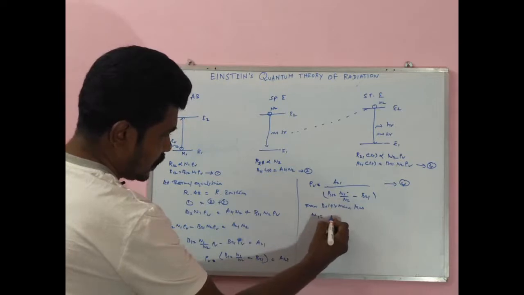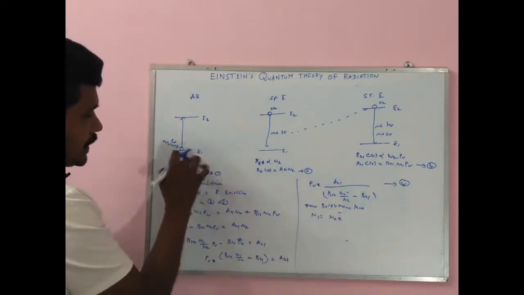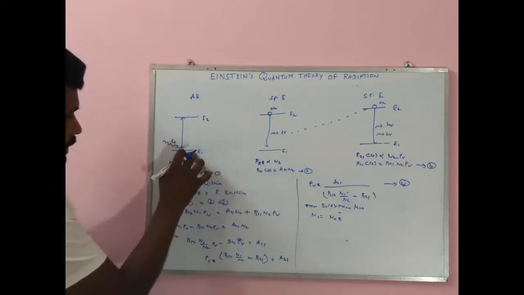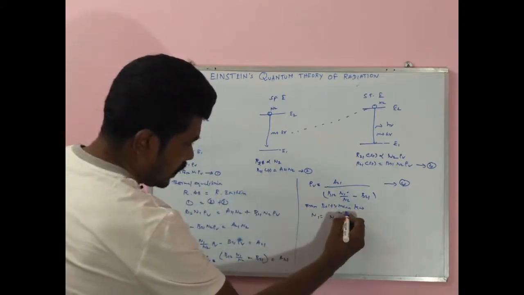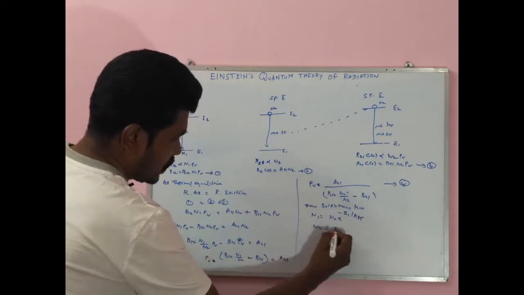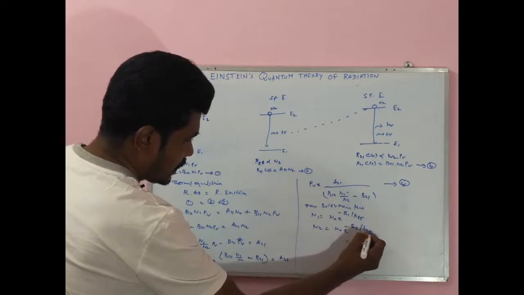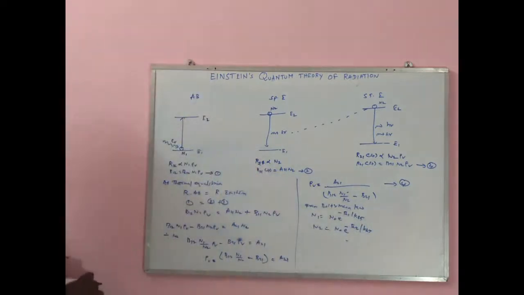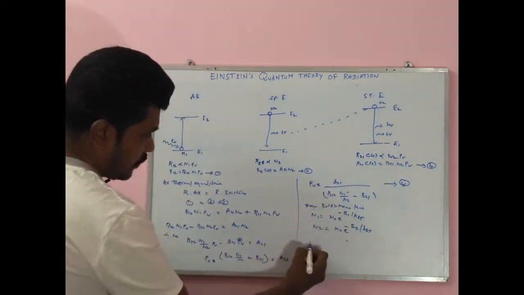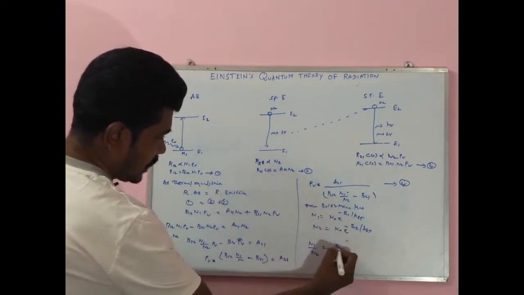N1 is equal to N0 e power minus E1 divided by kBT. N1 is the number of electrons in the ground state energy level. N2 is equal to N0 e power minus E2 divided by kBT. So you understand. Now we form N1 by N2.